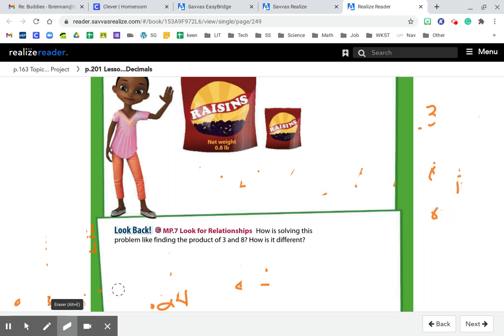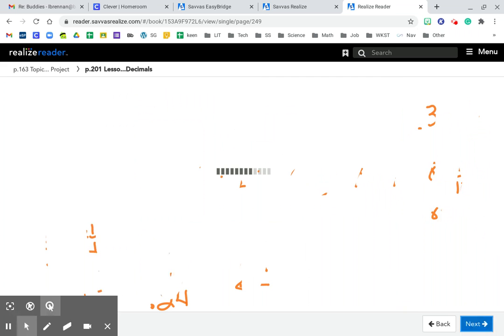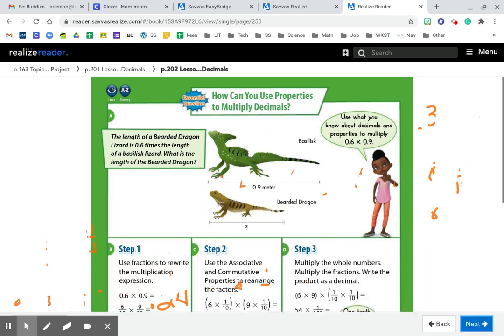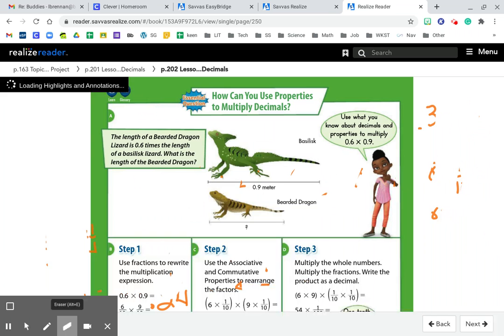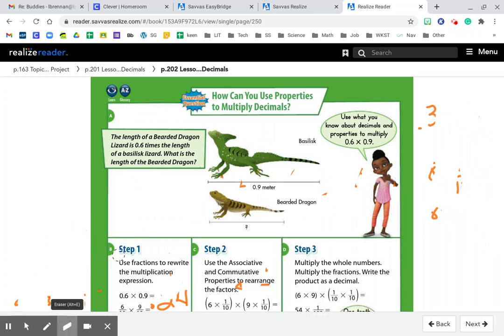All right, so moving on to the next page. You want to read over that? How can you use properties to multiply decimals? How can you use properties? And that's what we were just doing. We were using properties of the numbers. So we knew that 3/10 is the same as saying 3 times 1/10.